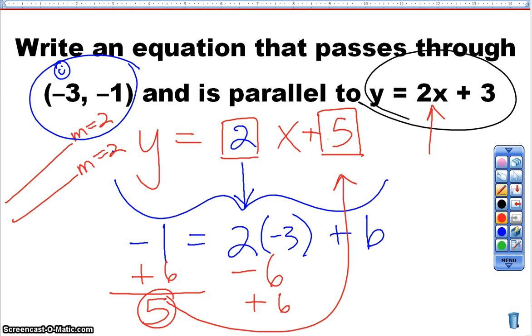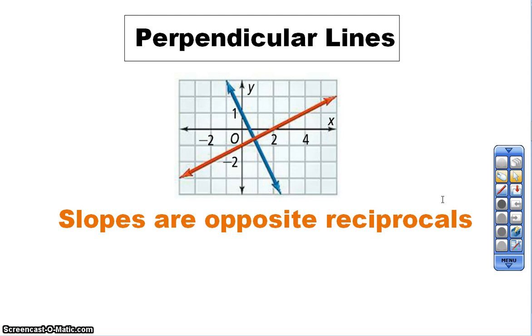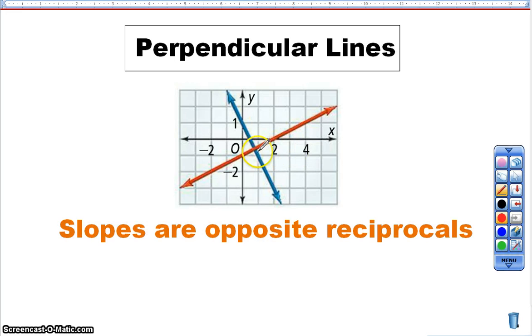That's 2x plus 5. Okay, the next part of your notes talks about perpendicular lines, and these are a little bit harder than parallel lines. I'm going to find the slopes of each one of these lines. This first line, I'm going to say from here to here, I went up 1 and I went over 2. So rise over run, the slope of this line is 1/2, 1 over 2. This one, let's say I go from here to here, I'm going to rise 2 and go backwards 1.